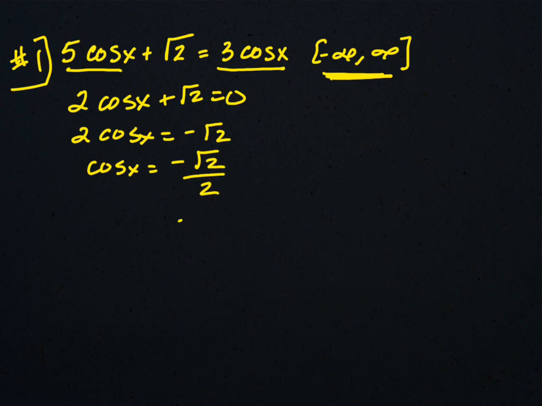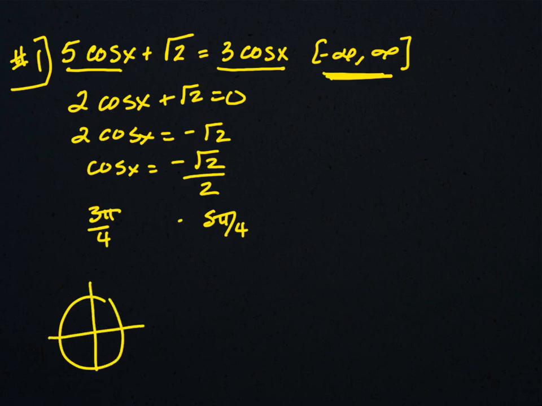Now, to solve for x, you say to yourself, what angle of x gives me negative square root of 2 over 2? And so cosine is negative in the second and third quadrant, so that would be 3 pi over 4 and 5 pi over 4. Okay, and let's look at where those are on the unit circle. There is 3 pi over 4 and 5 pi over 4.